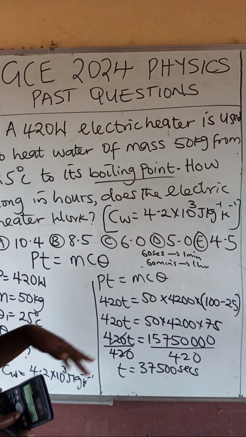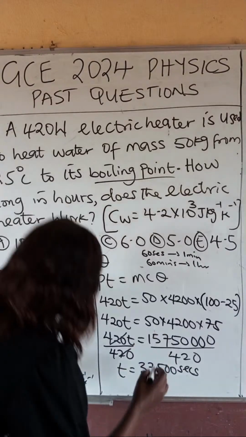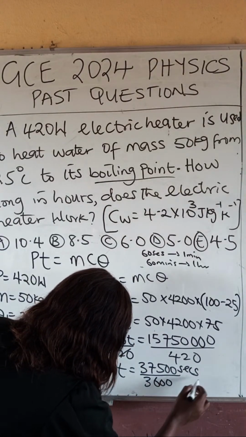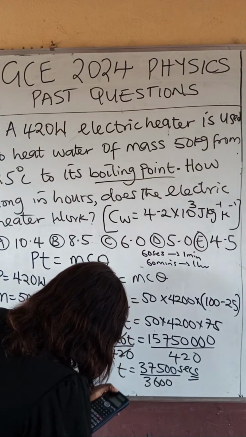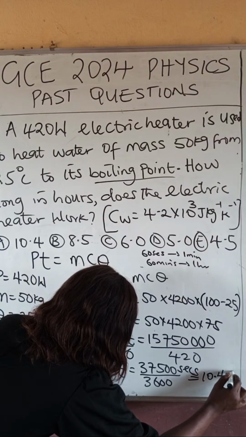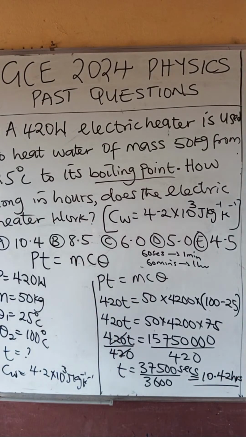Exactly. So if I divide by that, I divide by 3,600, so my answer is going to be 10.42 approximately hours. Do you get it now? What I just did? Let me go again.